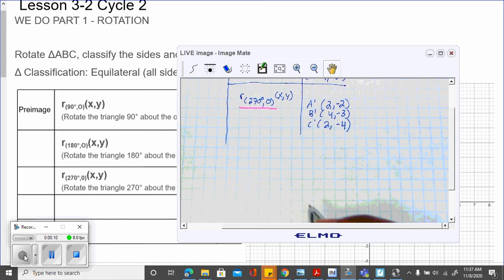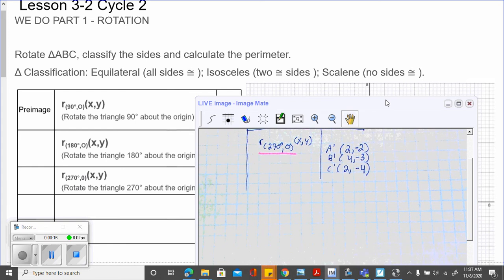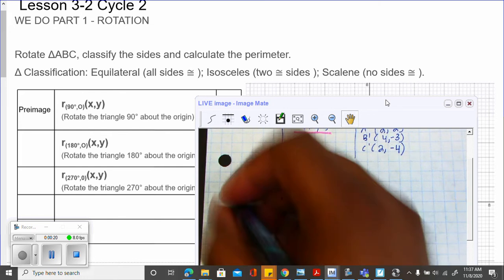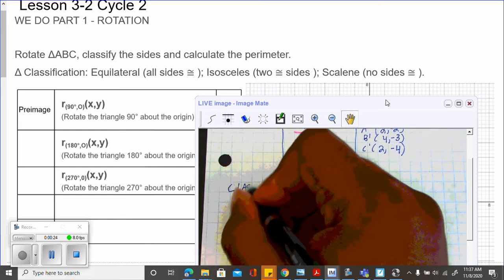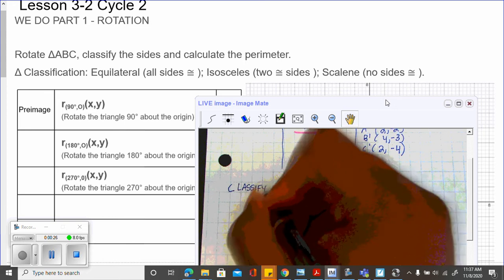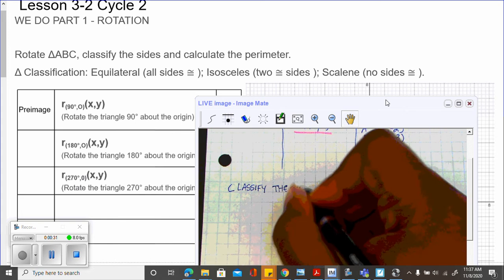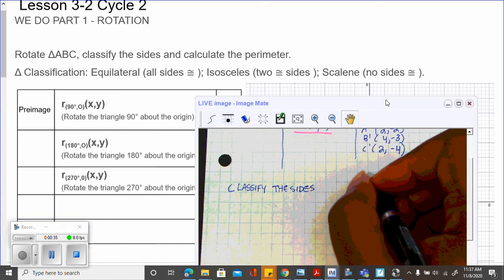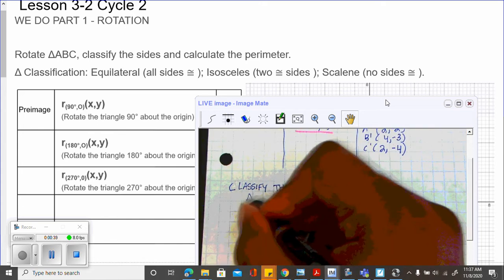So in your notes on your paper, to continue on working, write down, classify the sides. Okay? And underneath classify the sides, write triangle classification.